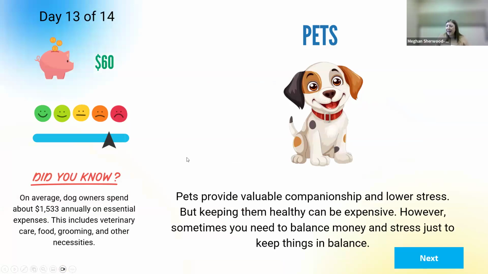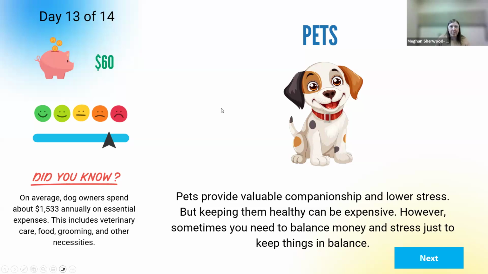So pets provide such valuable companionship and they help us lower stress, but keeping them healthy can be so expensive. So sometimes we need to balance money and stress just to keep things in balance. So our stress right now, as we're nearing the end of this pay period, is so high.